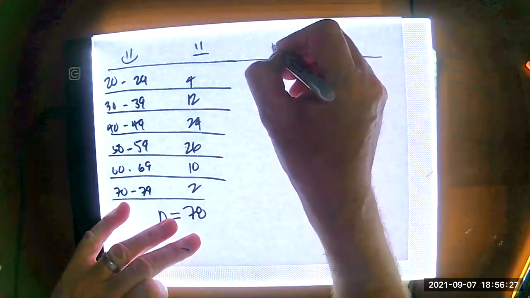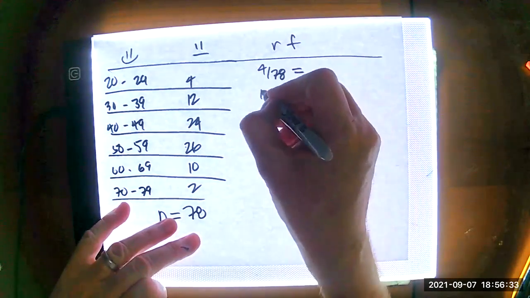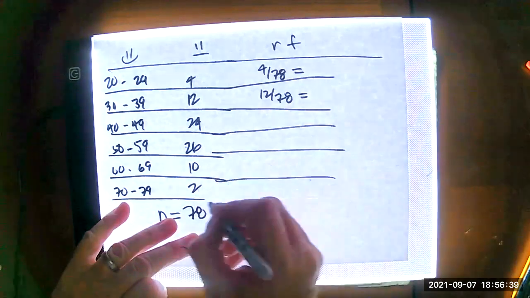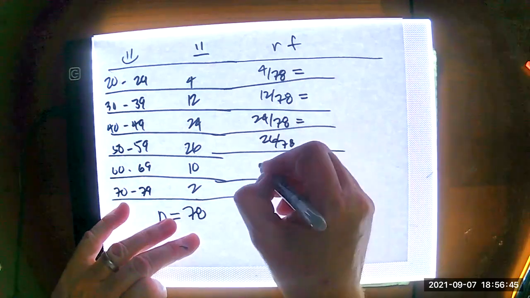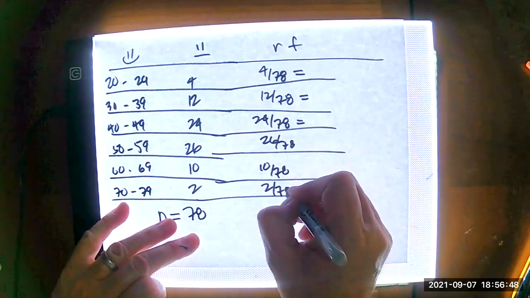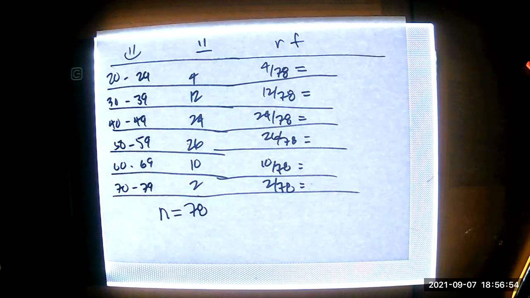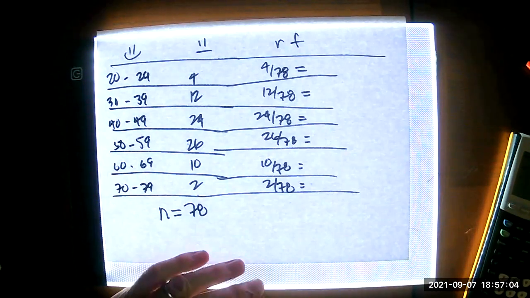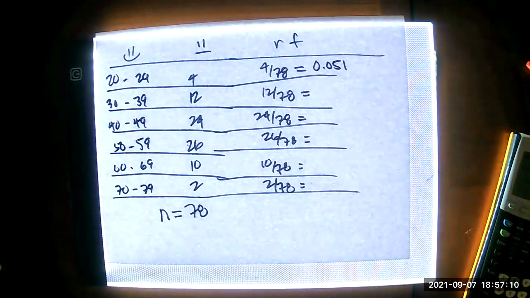So, relative frequency: 4 over 78, 12 over 78, 24 over 78, 26, 10, and finally 2, all divided by 78. And there's no real shortcut here. There's a little one, but a really basic operation. So 4 divided by 78, and I usually take 3 decimal places, so 0.051. I'm going to assume you know how to round your decimals to 3 places.